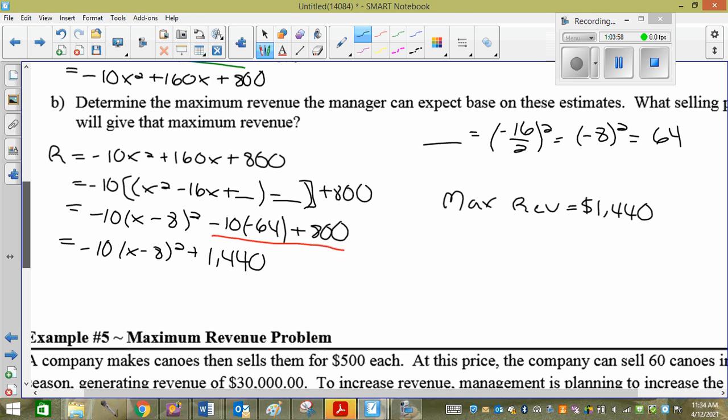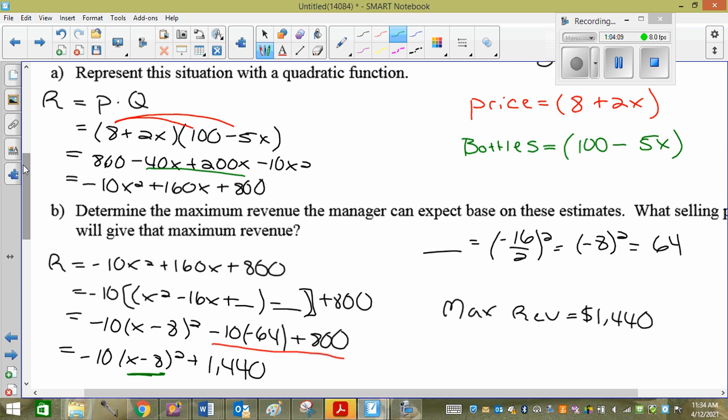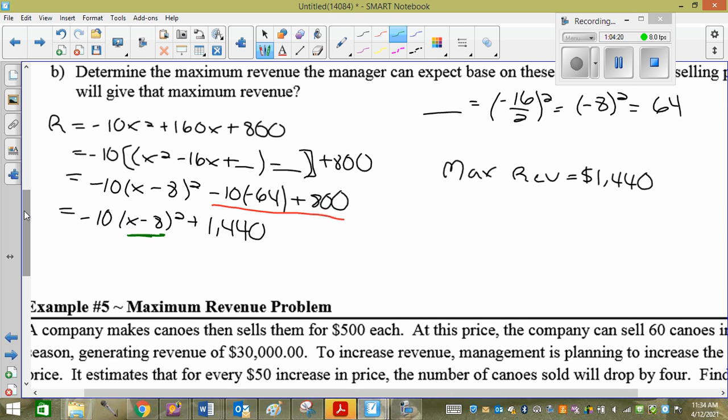Within the brackets here, what did x represent in this case? x represented how many times we increased the price, and how many bottles fewer we would sell, multiplied by 5. So to get the price, we need to take whatever is within the brackets and substitute it into our price equation. Price is equal to $8 plus the $2 increase multiplied by 8 units, because our maximum occurs at 8, since our vertex is 8, 1440.